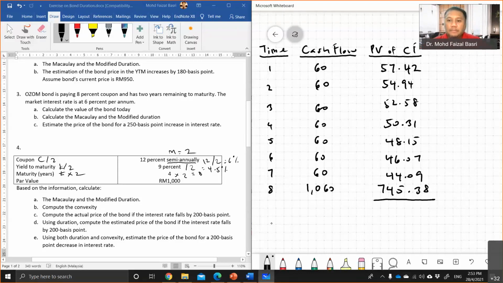1,098.94. So this is the VB actually, the value of bond, which is 1,098 ringgit and 94 cents. This is the value of this bond based on 12% semi-annually and 9% k, and also 4 years to maturity.